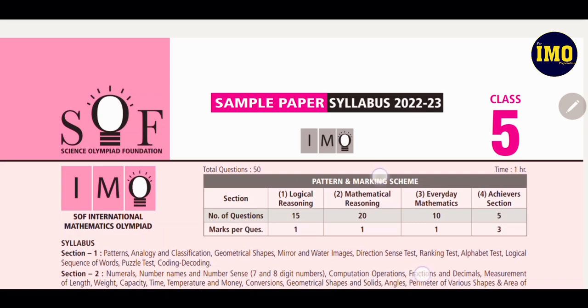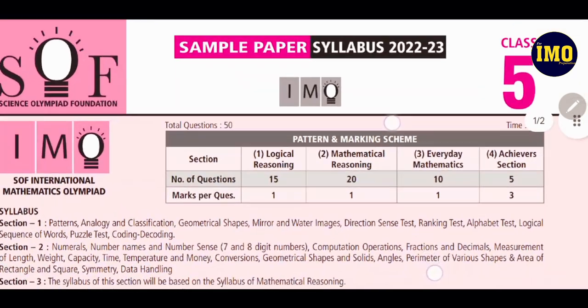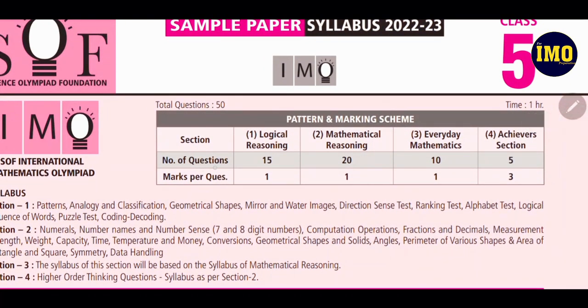As there are four sections, if I'm talking about the syllabus, the number of questions of logical reasoning is 15 and each question carries 1 mark. Then mathematical reasoning has 20 questions, each carrying 1 mark. Everyday mathematics has 10 questions, each carrying 1 mark. The Achiever section, the hardest part of the paper, has 5 questions and each question carries 3 marks. So the total is 50 marks and the time given is 1 hour. So timing is very important.